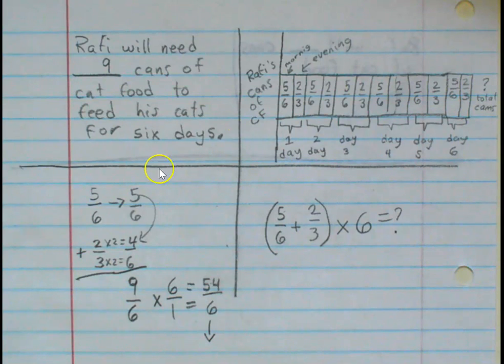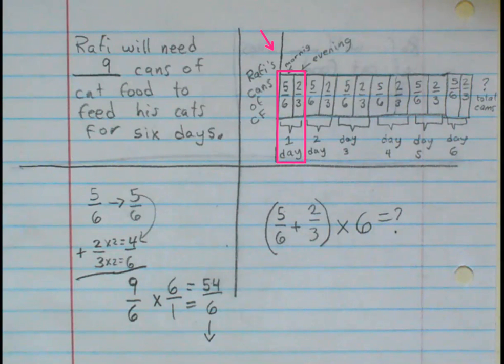First of all, I used a model, and my model is going to be, first I list Rafi's cans of cat food. Make sure your model has a name. The reason why is because I'm showing the cat food cans all along here. What I did is I noticed that Rafi feeds his cat in the morning 5/6 of a can of cat food, and in the evening 2/3 of a can of cat food. So I made that 1 day's worth of cat food, and I labeled it as 1 day.